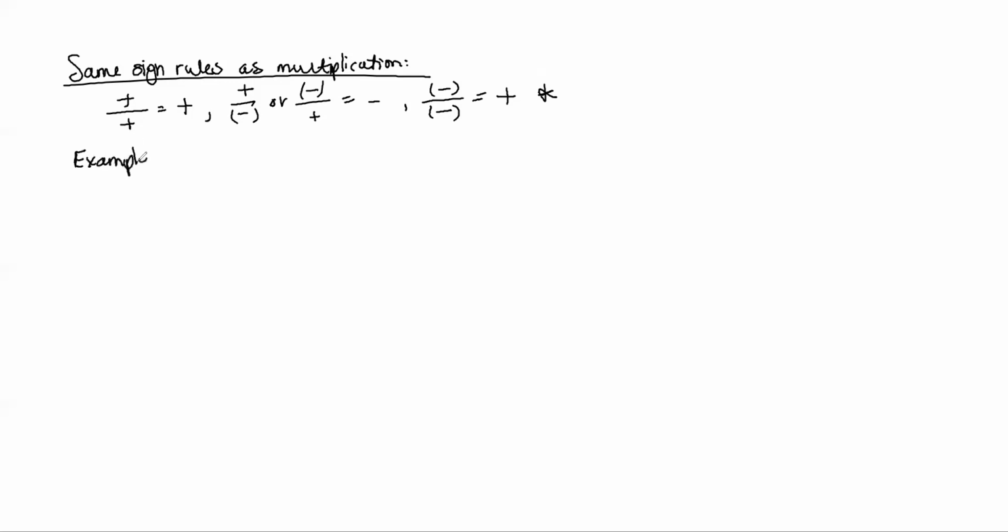All right, so some examples. They're going to be nice, fast examples like the last ones were. Number 1, negative 8 over negative 2. Negative divided by negative is a positive. 8 divided by 2 is 4. Number 2, 12 divided by negative 4. Positive divided by negative is a negative. 12 divided by 4 is 3, so negative 3.